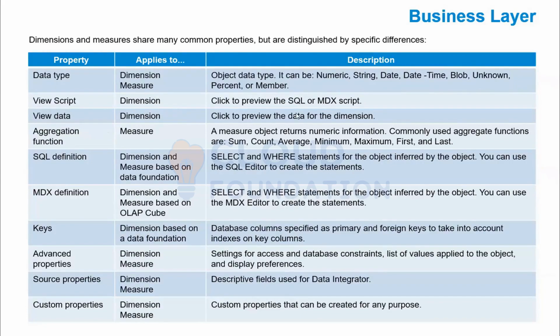View script. We have the option to preview the SQL or MDX script. View data. We can view the data that is there from the database. Aggregation function. We can aggregate some measures to sum, count or average. Average quantity will give the average quantity of a particular region. Sum of the quantity, count, minimum, maximum, first, last. These all come under aggregation functions.